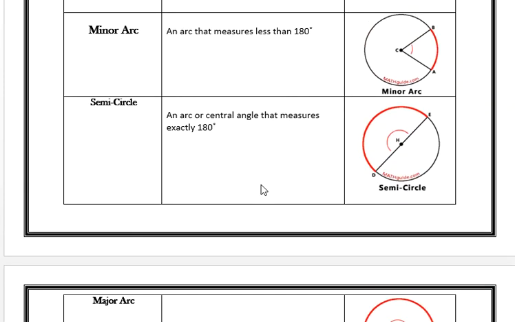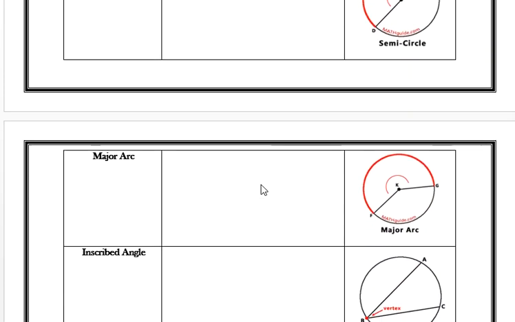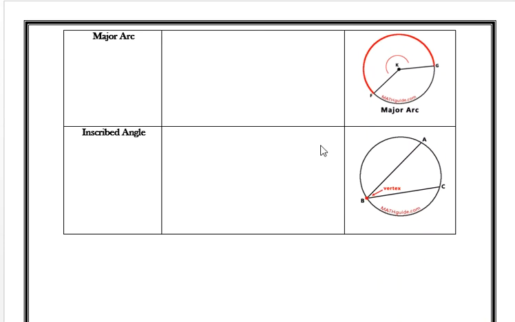So we started with a minor arc, we went to semicircles, so that leads us to a major arc. And a major arc, in this picture, is from F to G. And this arc, or this angle, measures greater than 180 degrees. And that's what makes it a major arc.